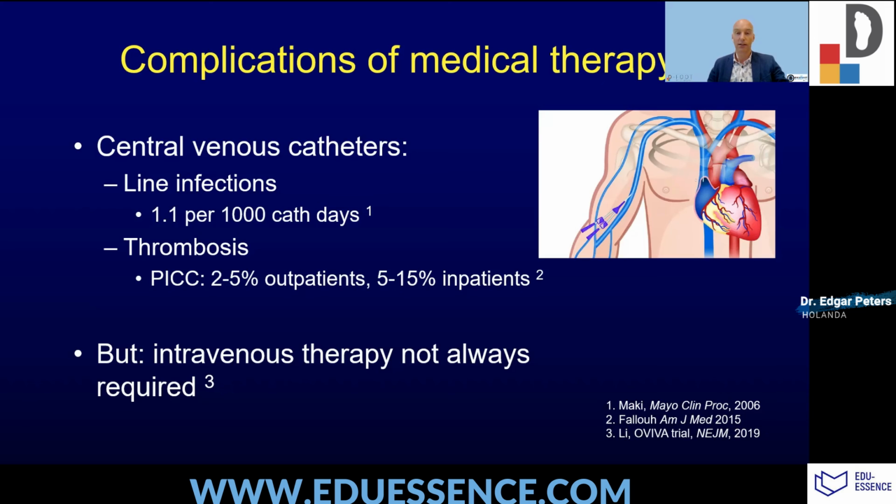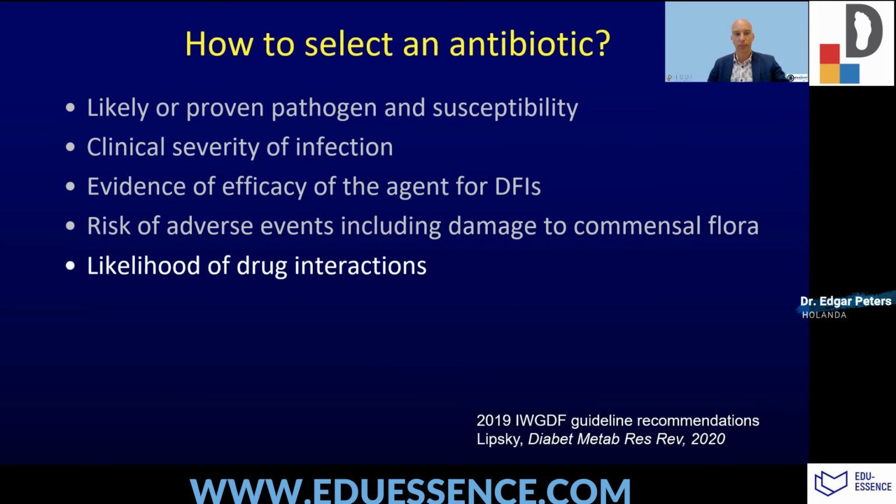But as I said earlier, looking at the Oviva trial, you don't always need IV antibiotics. You can probably get away with oral antibiotics with good bioavailability most of the time. You have to consider the likelihood of drug-drug interactions, for instance, if you use rifampicin, and drug availability. Not all drugs are available in all countries. Financial cost, of course: if you can choose between two strategies that are equal in outcomes or likely to be equal in outcomes, you have to choose the cheapest one.